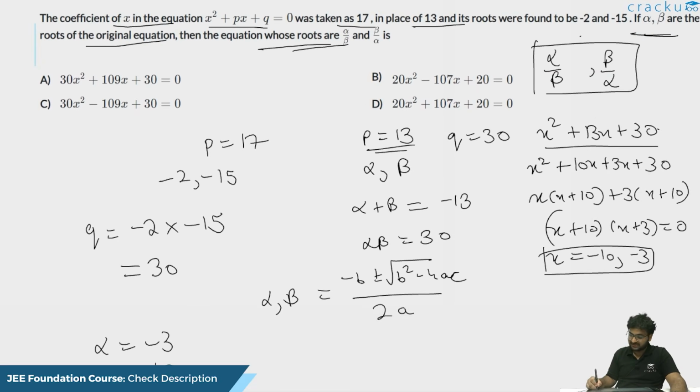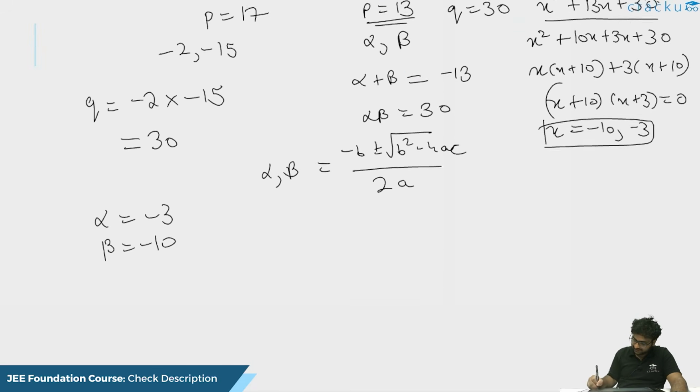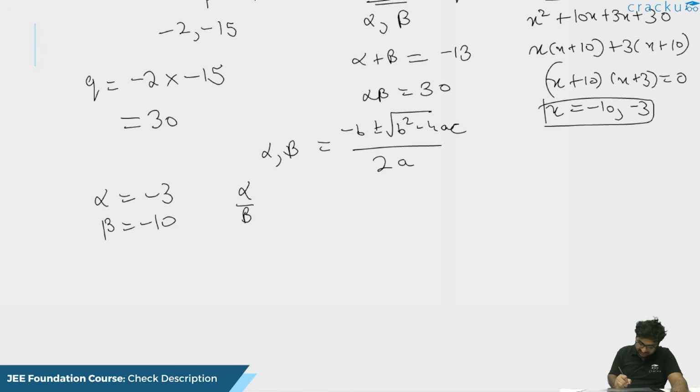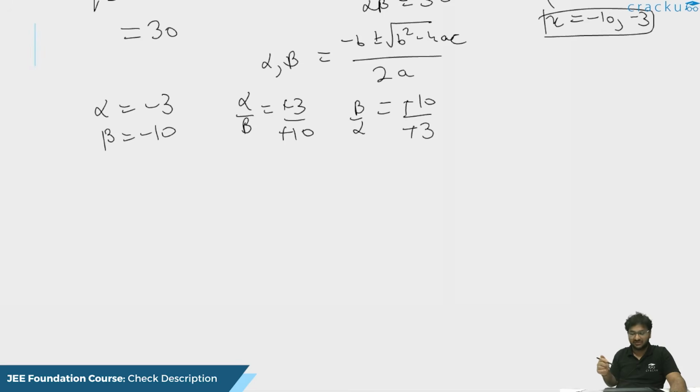Now we have been asked the equation whose roots are alpha by beta and beta by alpha. So let us find alpha by beta. Alpha by beta is equal to minus 3 upon minus 10. So this is 3 by 10. And beta by alpha is minus 10 upon minus 3. So this is 10 by 3. So the roots of the new equation, let this be A and this be B. So A is equal to 3 by 10 and B is equal to 10 by 3.